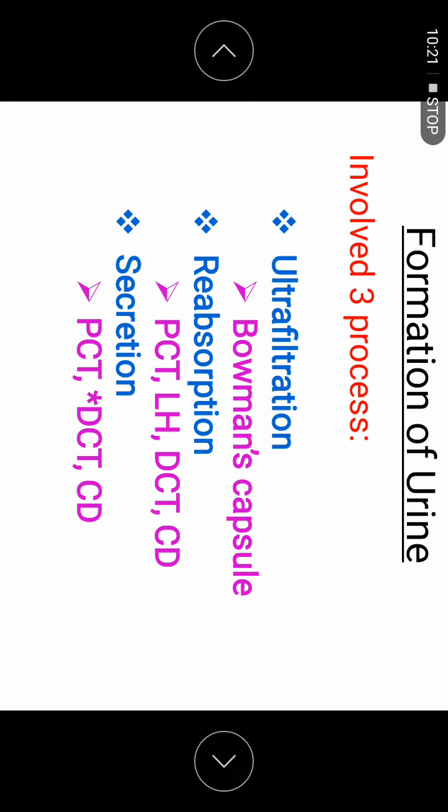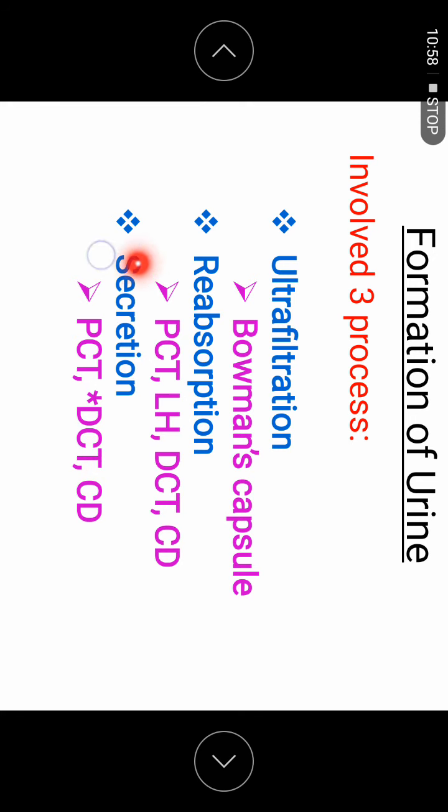So there are three processes involved when you form urine. First thing is ultrafiltration. Ultrafiltration happens at the Bowman capsule only. Then reabsorption happens at the PCT, proximal convoluted tubule, LH, loop of Henle, DCT, distal convoluted tubule, and CD, collecting duct. So these four places are where the reabsorption happens. Then secretion happens in three of them, except the LH.